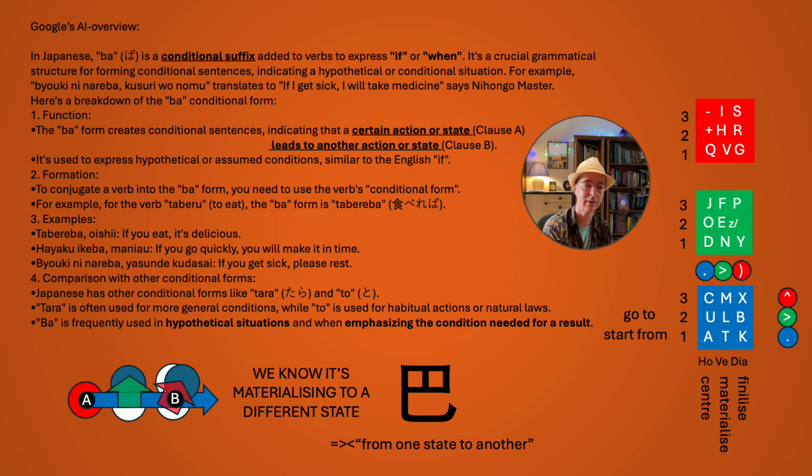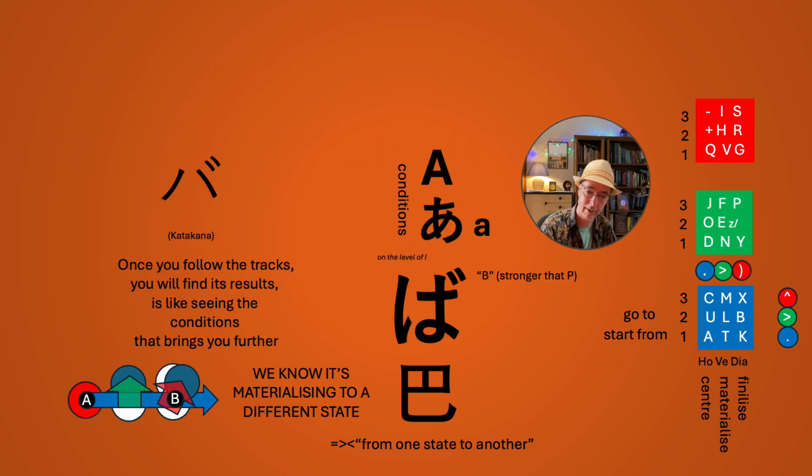I see here described, it's also used in hypothetical situations when emphasizing the condition needed for a result. So again, it goes from one state to another, which fits that Chinese character as well. That Japanese character is different, not the one used for foreign associations. It's exactly the same as the Chinese one, with the b expression on top there.